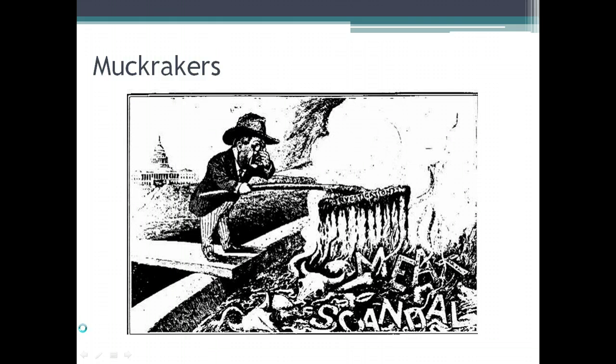Many reformers became known as muckrakers. In a literal sense, a muckraker rakes up manure. The term was used as a metaphor to describe those people who investigated the problems in American society. By raking up the muck, they exposed the problems for all of America to see and hopefully reform. So for the most part, the muckrakers are investigative journalists.